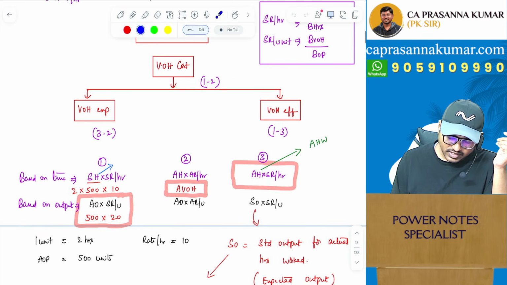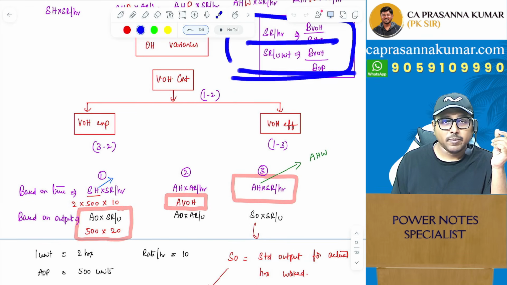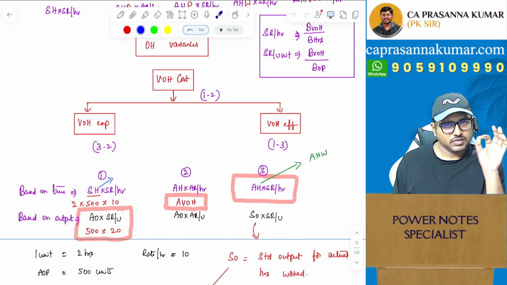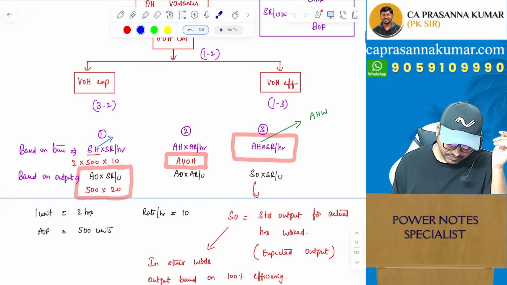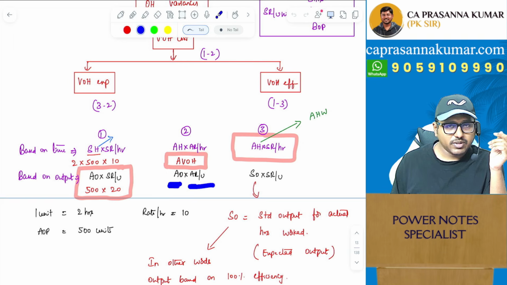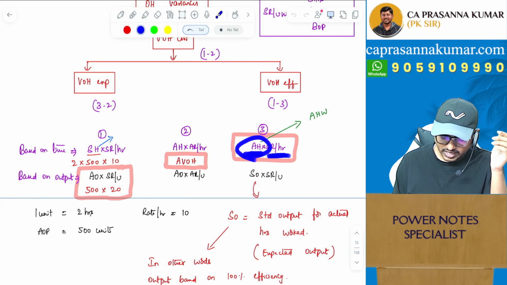I mean, to write the answer faster. For example, SR per unit anyway we will be calculating as the first step, SR per hour and SR per unit. If in the question actual output is given, then directly we'll go for this formula. You understand what I've told you, right? Okay. Second formula is actual hours into actual rate per hour, which is nothing but actual variable overheads, or AO into AR per unit. Third one is AH into SR per hour. So AH means opposite, SO into SR per unit.